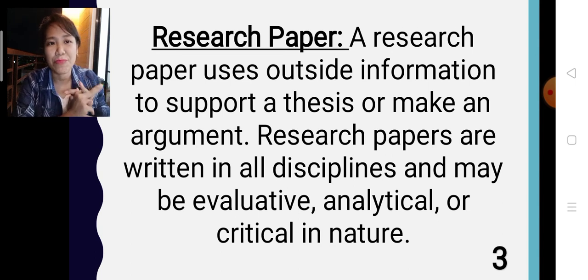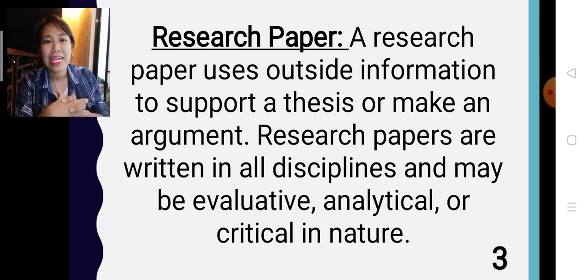When we say research paper, you look for a problem, but you also look for a solution to the problem. In a research paper, you are going to create your own problem. What are you interested in? What are the things you want to know? The answers may be personal, maybe something you experienced, like why, ma'am, why was I left without reason? We can find a solution to that with the help of a research paper, because it will be evaluative, analytical, or critical in nature.